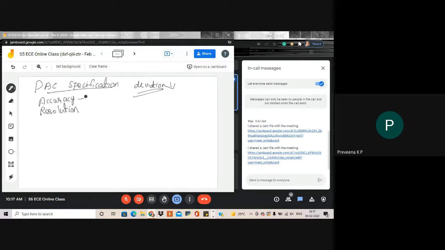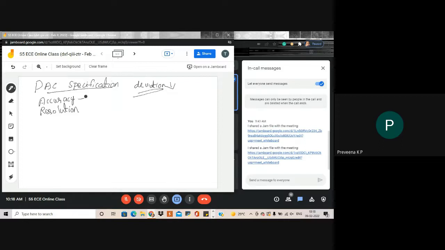It is the smallest change that the DAC can identify. How small a change in the output can the DAC identify? The output of the DAC changes when the input changes, when the bit pattern in the input changes. So the resolution of the DAC is defined as the smallest change that can occur in the analog output as a result of change in the input.